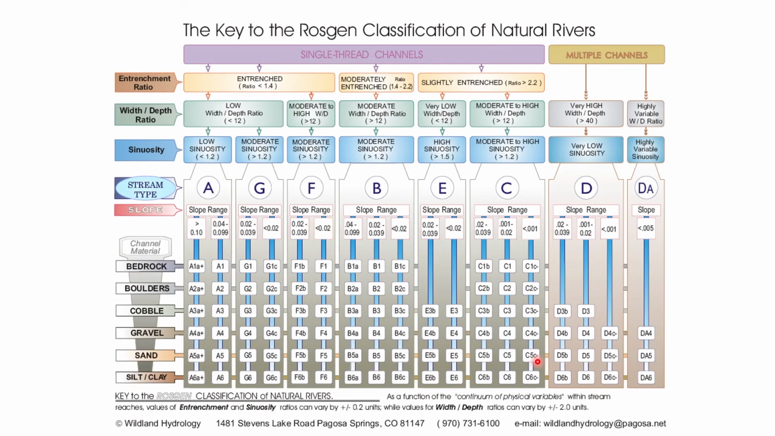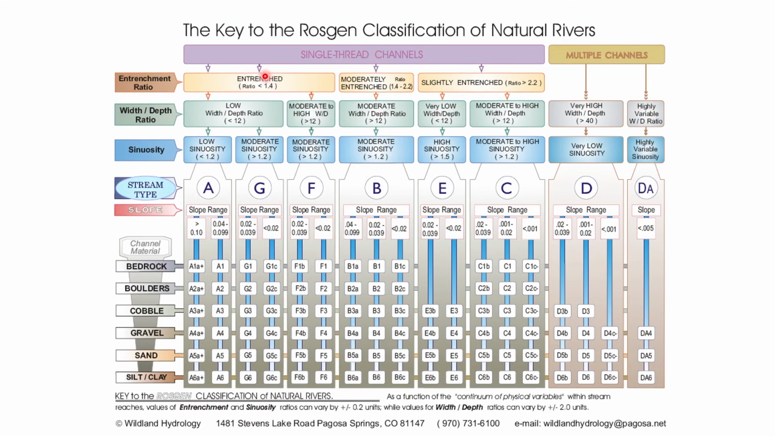So here's the classification scheme for Rosgen. The top part, where we get down to stream type, is the level 1 classification. The top half of this is level 1, and the bottom half is what we call the level 2 classifications. Here you can see the decision tree. You start at the top and ask, is it single thread or multiple channels? Let's say it's single threaded, and then is it entrenched?